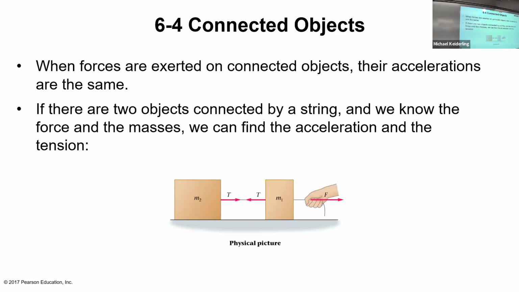So let's talk about connected objects. When forces are exerted on connected objects, their accelerations are the same. This means we can write basically systems of equations. We can use force equals mass times acceleration for each object and write systems of equations to find, say, the total acceleration, the tensions, things like that. So if we have two objects connected by a string and we know the force and the masses, we can find the acceleration and the tension.